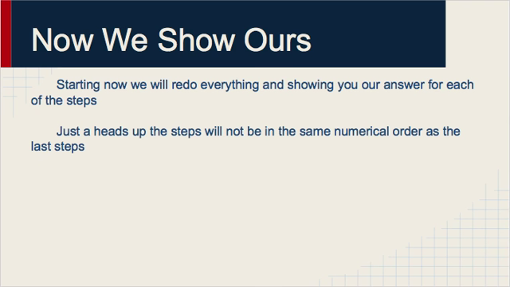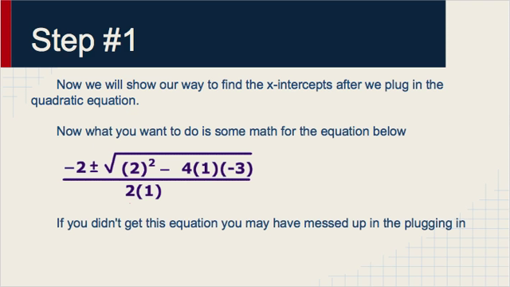Now we show ours. Starting now, we will redo everything and show you our answer for each of the steps. Just a heads up, the steps will not be the same in numerical order as the last steps. Step number 1. Now I show you our way to find the x-intercepts after we plug in the quadratic equation. And what you want to do is some math for the equation below. If you didn't get this equation, you may have messed up while plugging in.